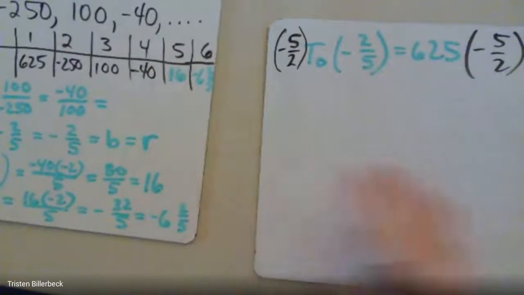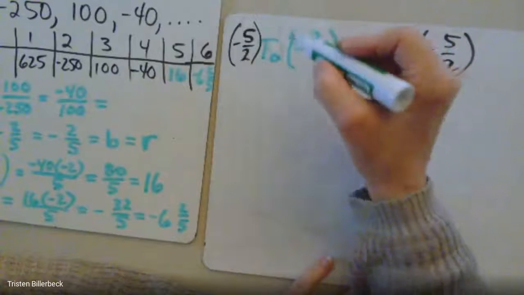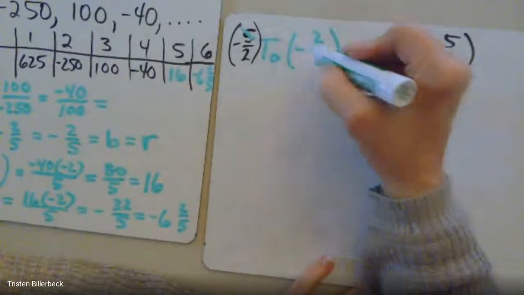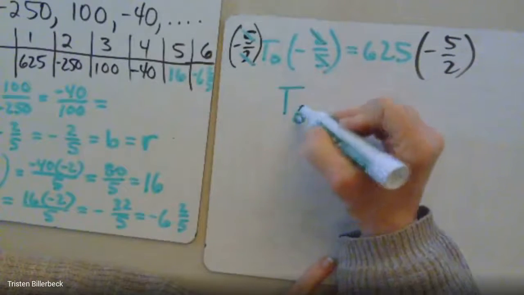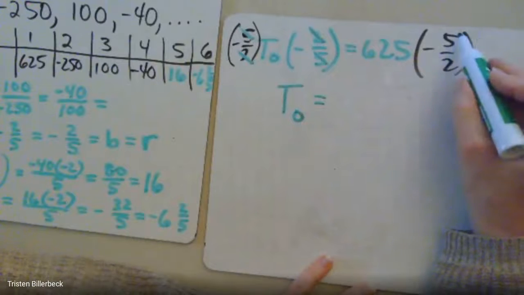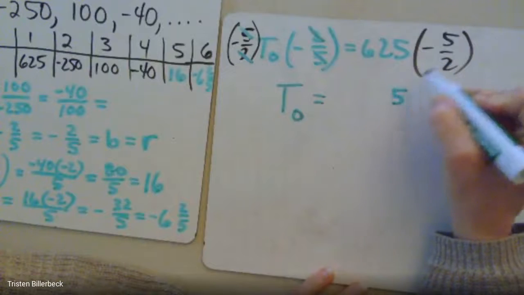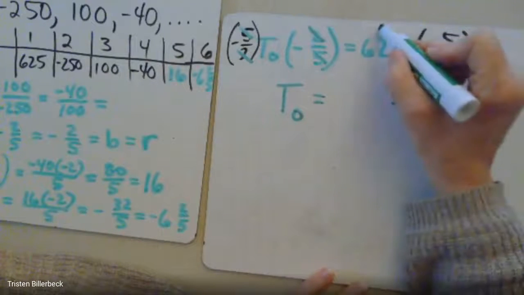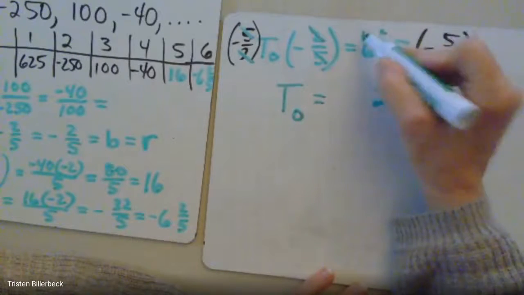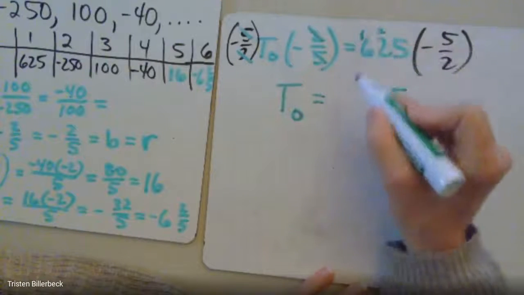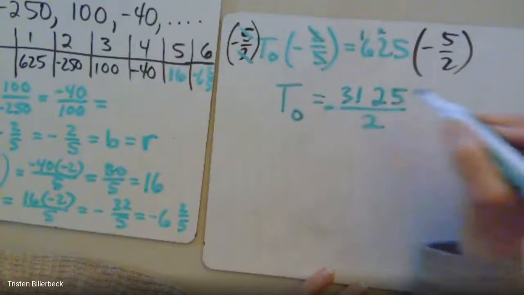All right. Okay, so what happens there is these cancel, the 5s cancel, and the 2s cancel. I have 2 negatives, so now I just have t to the 0. And then I have to multiply 625 times 5, which gives me 25. Carry a 2 over here. Then 5 times 2 is 10, plus 2 is 12. Carry a 1. 5 times 6 is 30, plus 1 is 31, over 2, and we have a negative sign.